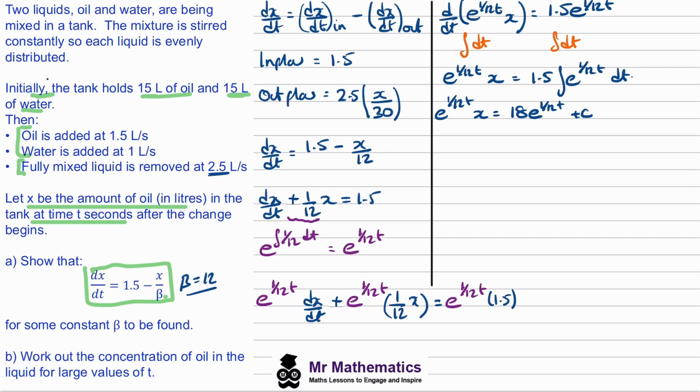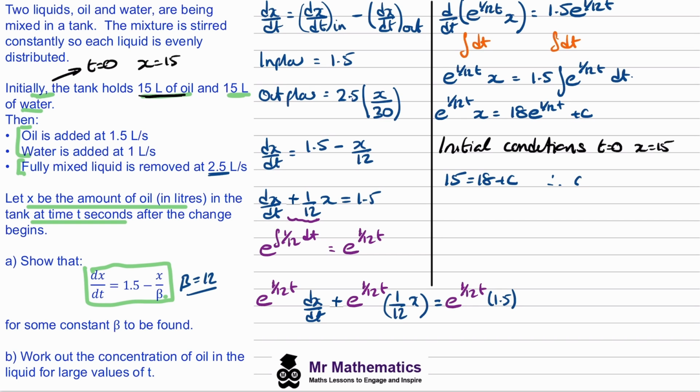So using the initial conditions, when t equals 0, we know x will equal 15. When you substitute in the 0 into here, we get 1. So this will just become 15. When we substitute the 0 into the right-hand side, this will become 1. So we'll have 18 plus c. Therefore, c will equal -3.